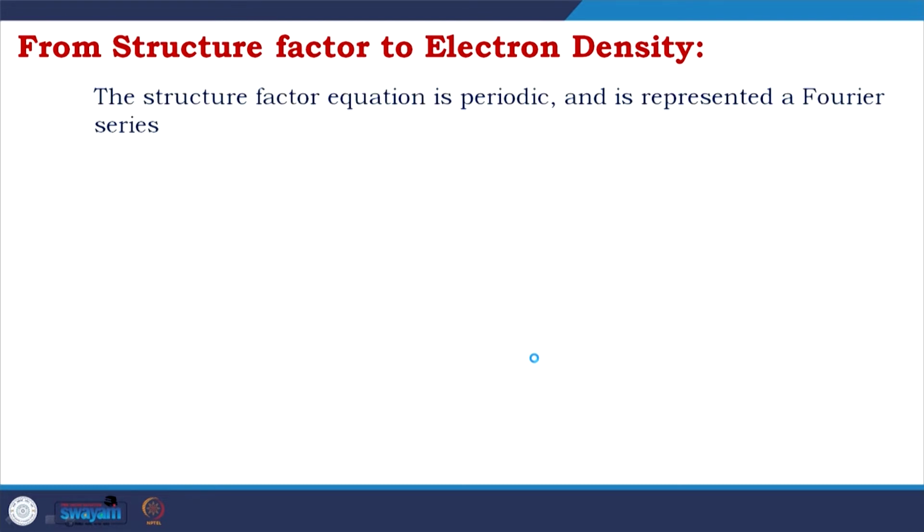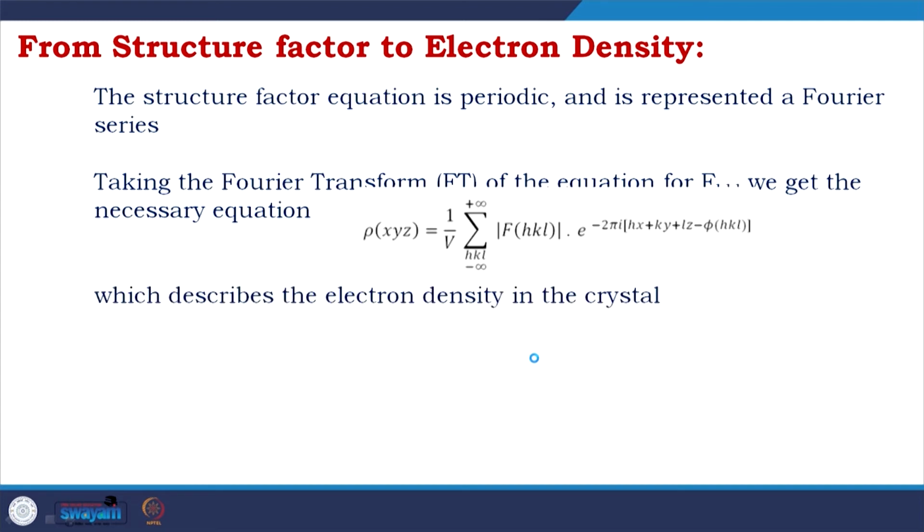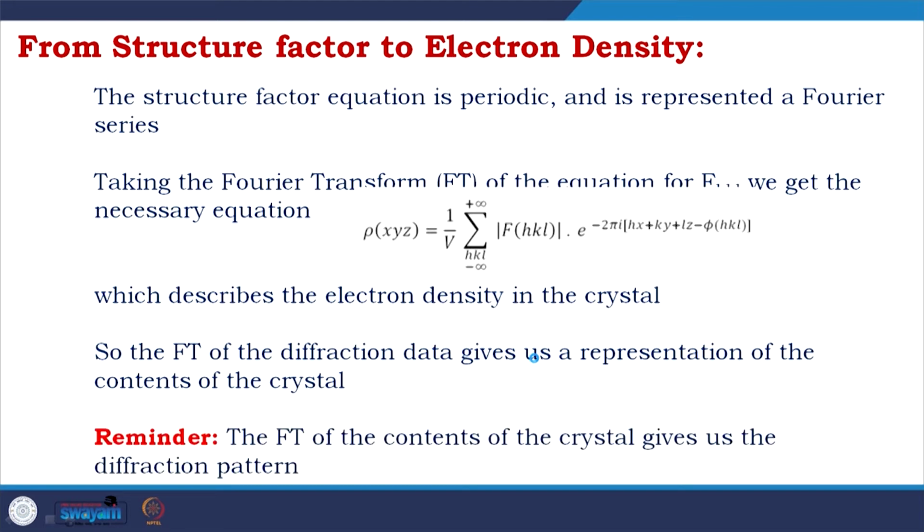The structure factor equation is periodic and is represented as a Fourier series. Taking the Fourier transform of the equation for FHKL, we get the necessary equation. This is the equation of electron density, which describes the electron density of the crystal. So, the Fourier transform of the diffraction data gives us a representation of the contents of the crystal, and note that the Fourier transform of the content of the crystal gives us the diffraction pattern.